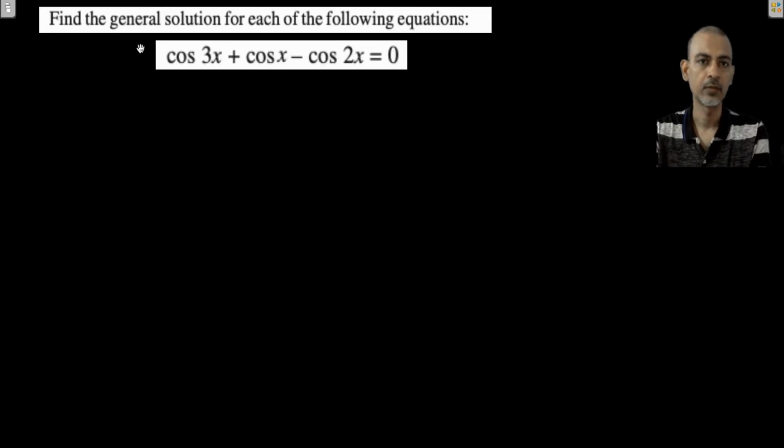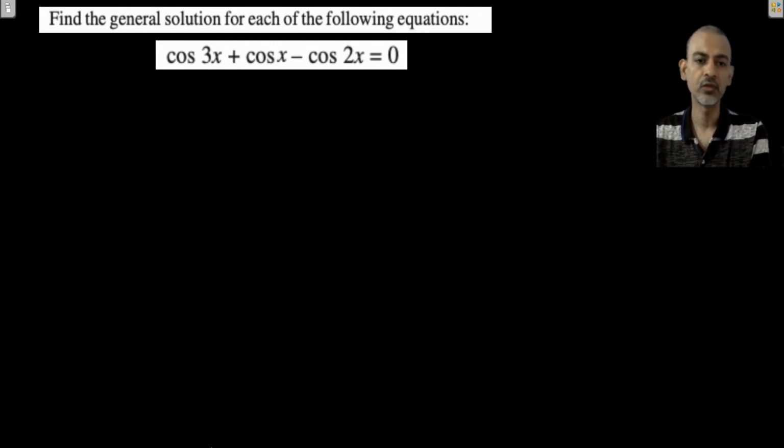Now let's go on to the next problem. What is my next problem? My next problem has cos 3x plus cos x, and then there is minus cos 2x equals 0. So I can see that there are two terms in summation, and one is a negation, right? Let's try to solve the part in the summation and see what we get.